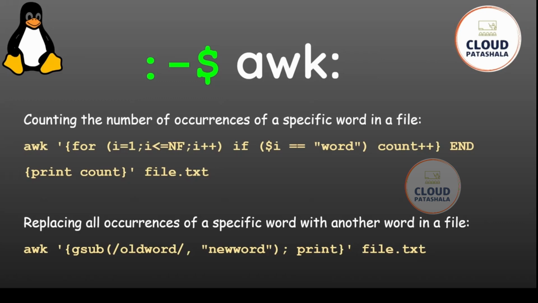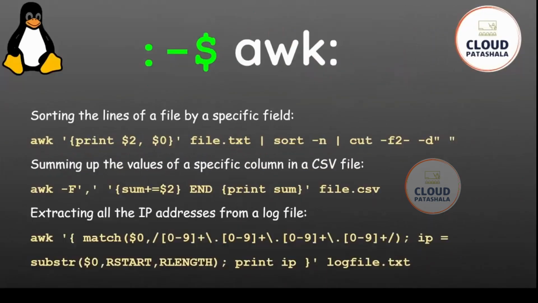If you want to replace all occurrences of a specific word with another word, you could just say awk, and use gsub. You first have to enter the old word and then the new word with which you want to change it. But you should be aware that this would not actually change the file. It would just give you the formatted output on the terminal. Now you could also do some kind of sorting of the lines of the file by a specific field.